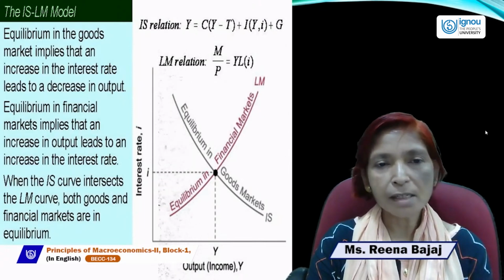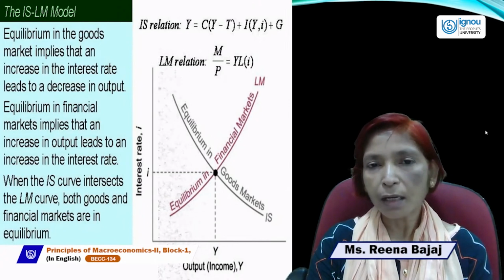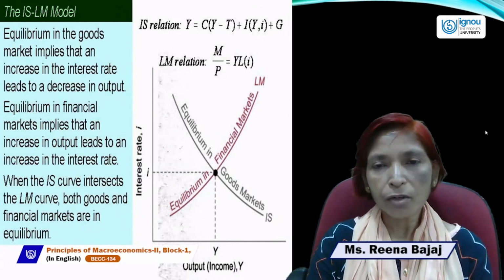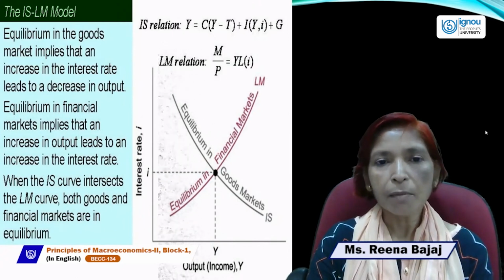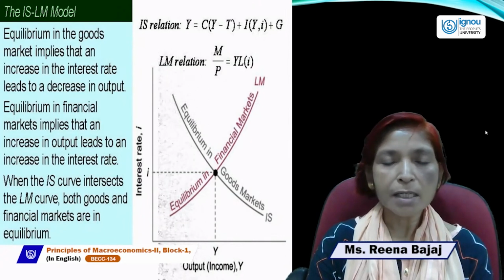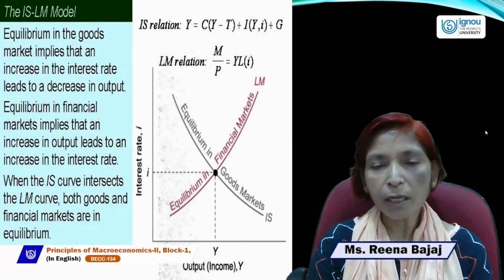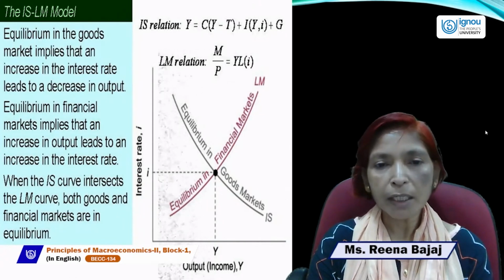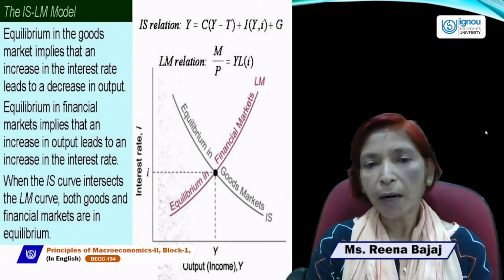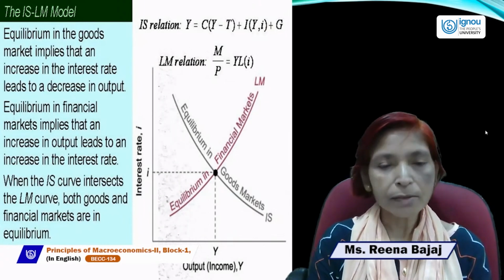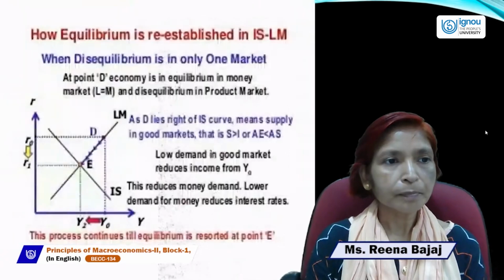And the equation of IS is Y equals C(Y minus T) plus I. I is a function of the rate of interest and income, and G shows government expenditure. And the LM equation is M bar upon P bar, or we can write M by P. Here M is the nominal money supply divided by the price level. Then we get real money balances, or real money supply, equal to money demand, which is a function of the interest rate and the level of income.